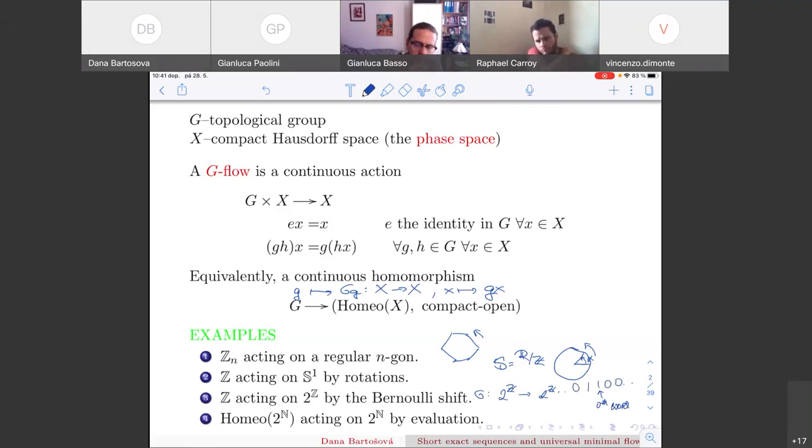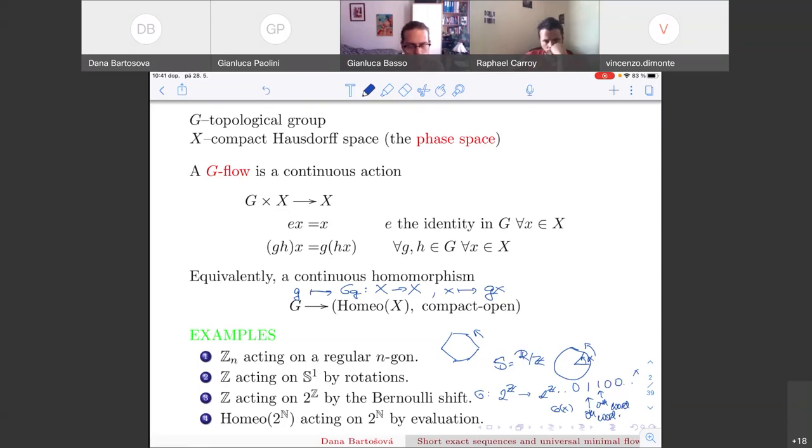And then if I do the shift, this is my x, then sigma x is just going to say that the zero coordinate is now one place to the left. And then to have something a little different for the group, and these are the groups that I'm working with a lot, groups of homeomorphisms. Here, this guy is also a group of automorphisms.